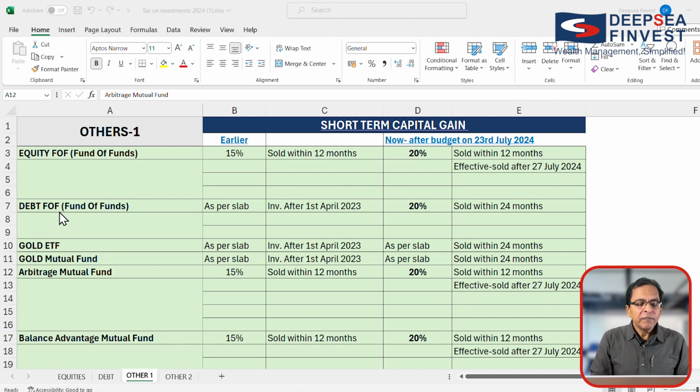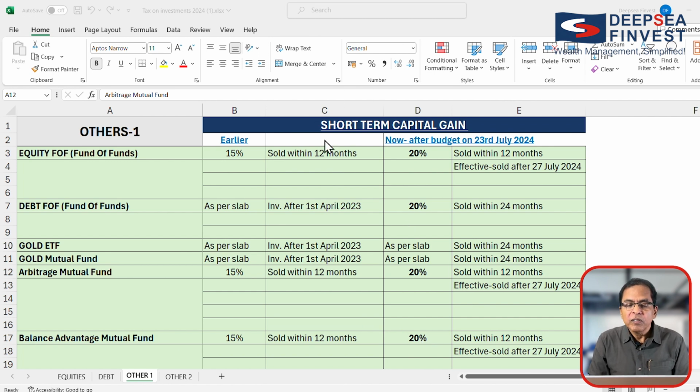Coming to the debt FOF, which is debt fund of funds, earlier they were taxed as per slab. Now it is 20% if sold within 24 months. Gold ETFs are taxed as per slab, even now they are taxed as per slab. Gold mutual funds were as per slab earlier, as per slab now. Arbitrage funds are also a type of mutual fund which are not very popular. Now they are taxed at the rate of 20% if sold within 12 months. Earlier it was 15% only. Balanced advantage fund, the current tax rate is 20%.